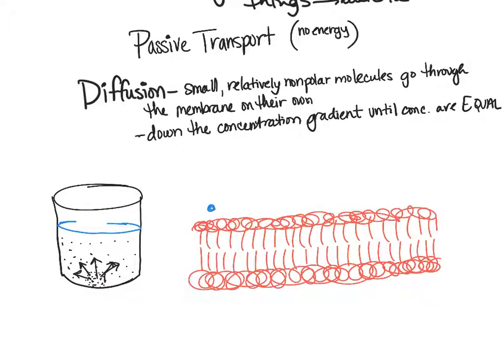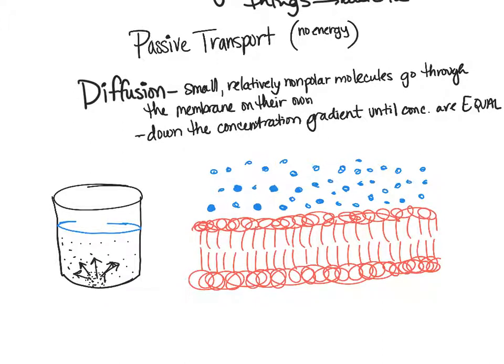So if we had a molecule that's on the outside of the cell here, and say it's relatively nonpolar, maybe it's very, very small, and we have lots and lots of this here, right? Let's say it's oxygen in the lungs. So these are little oxygen molecules. We've just breathed in a nice big breath of fresh air. So we have lots and lots of oxygen in our lungs.